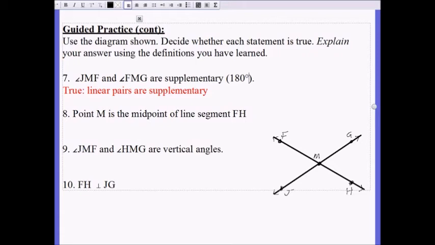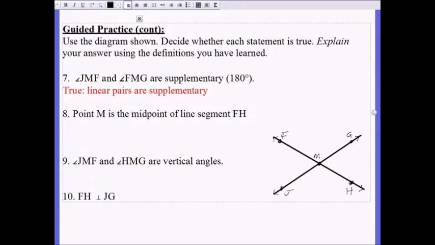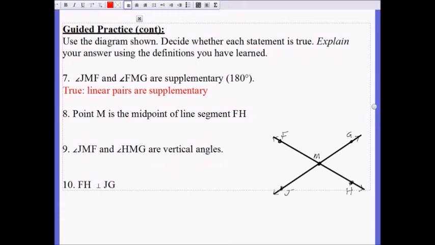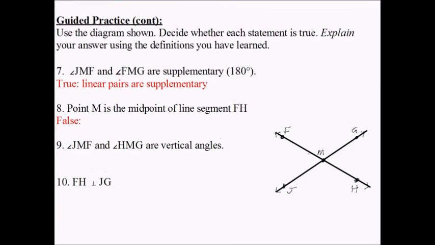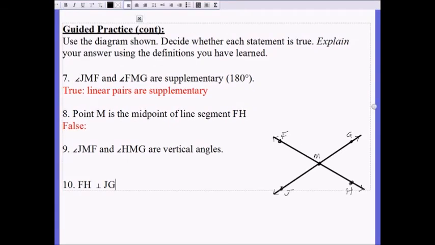Okay? Point M is the midpoint of line segment FH. I'm telling you right now that is going to be false. And it's false because, hey, what do I know about FM and MH? I don't know anything. For this to be the midpoint, I would have to know that FM and MH are congruent. Being that I don't know that, I can't say that M is the midpoint.